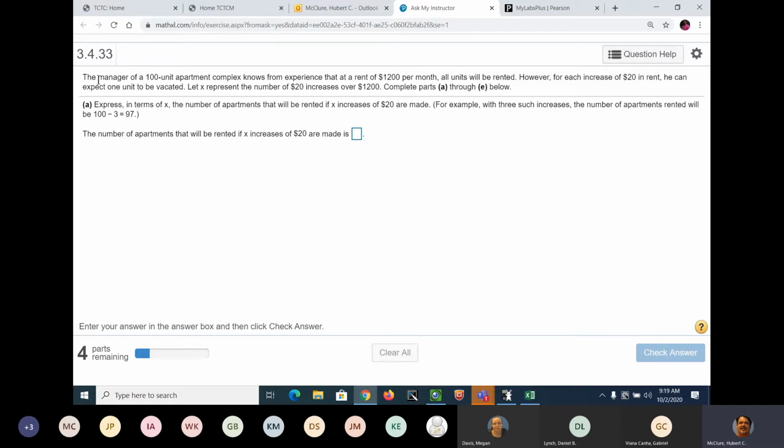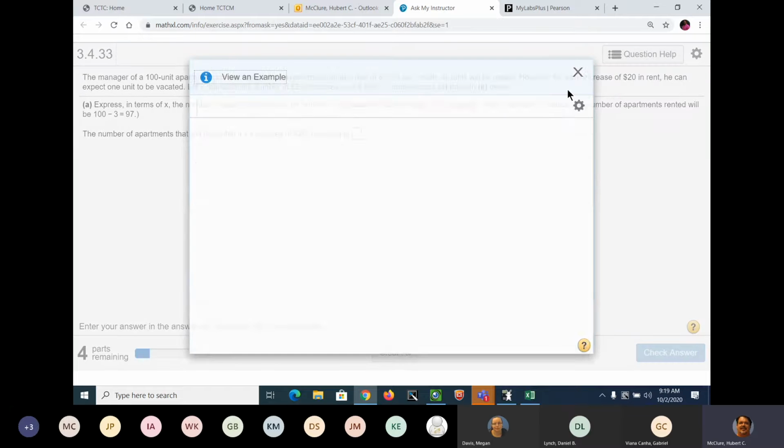Stupid. Okay, the manager of 100 company knows that the experience that a rent of $1,200 per month, all units will be rented. However, for each increase of $20 in rent, he can expect one unit to be vacated. Let X represent the number of $20 increases over $1,200. We're gonna get some help on this one because I have no idea how to do it. I'm gonna be honest with you.